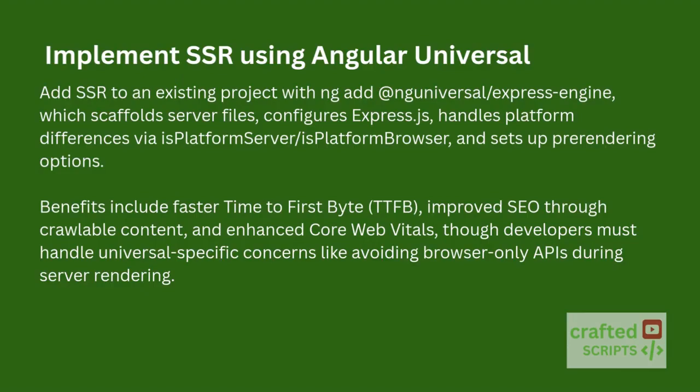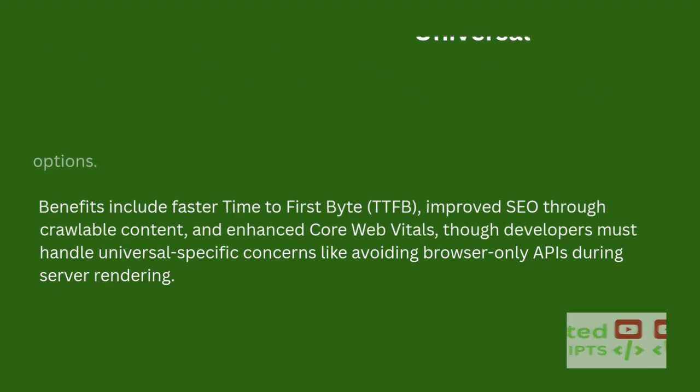Benefits include faster time to first byte, improved SEO through crawlable content, and enhanced Core Web Vitals, though developers must handle Universal-specific concerns like avoiding browser-only APIs during server rendering.